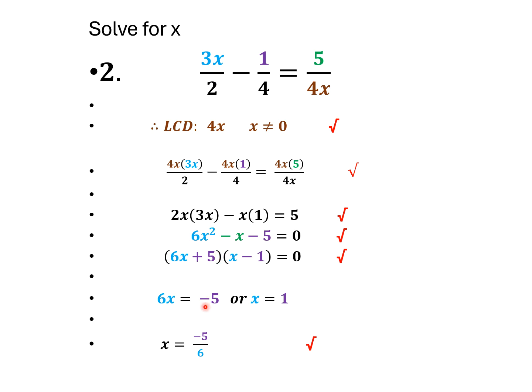Take plus 5 over, 6x equal negative 5, and we divide by the coefficient in front of x. So x equal negative 5 over 6. And there if I take minus 1 over, x equal to 1. So 1 mark for those answers.